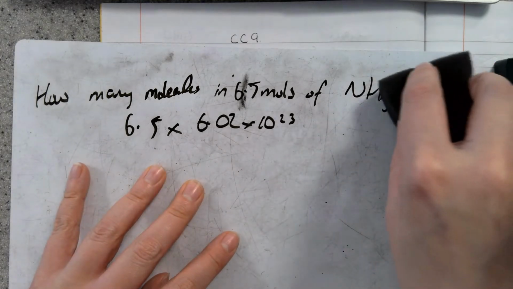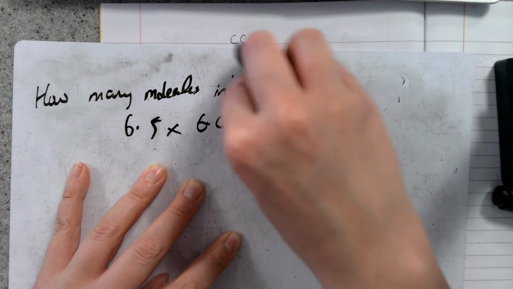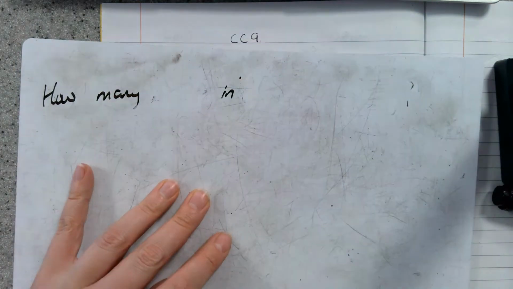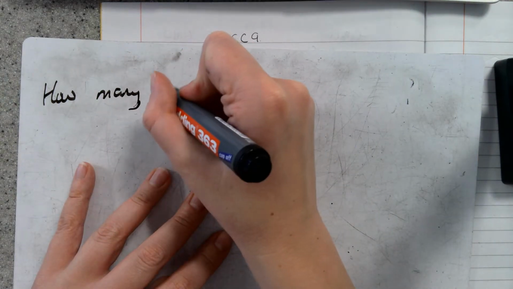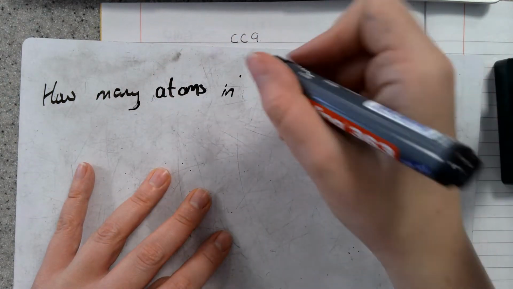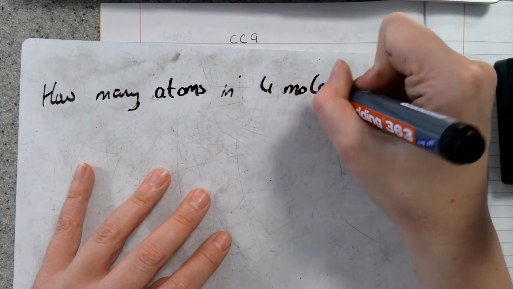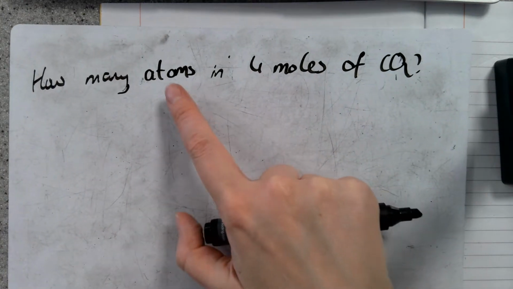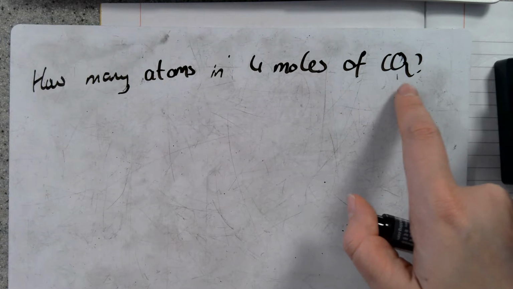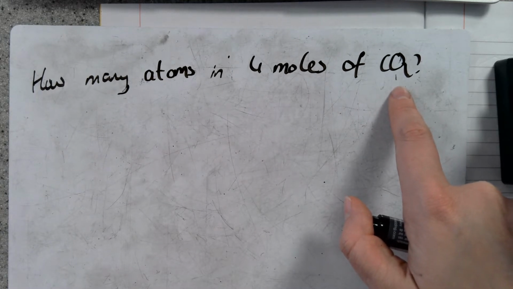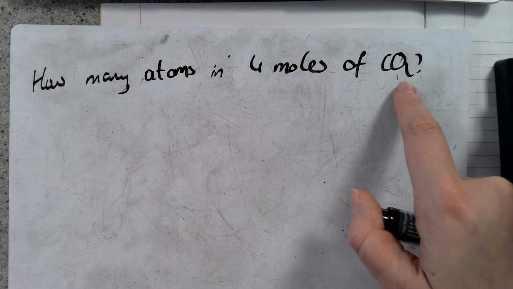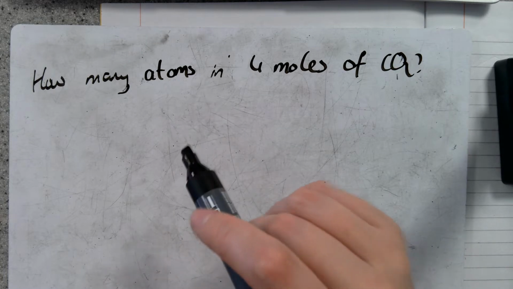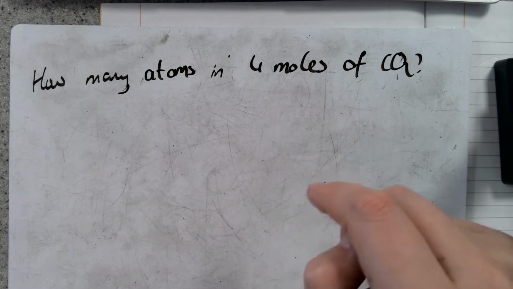The only time it gets a little bit trickier is if they give you something that looks like this. Let me rub this out. If they say, how many atoms do you have in 4 moles of CO2? Because in this case, they're asking you for atoms, but they've given you something that is a molecule. CO2 is a molecule. Okay, I can't find CO2 on the periodic table, therefore it's not just a single atom, it's a molecule. And what I have to do in this case is I need to first of all work out how many molecules of CO2 I have.